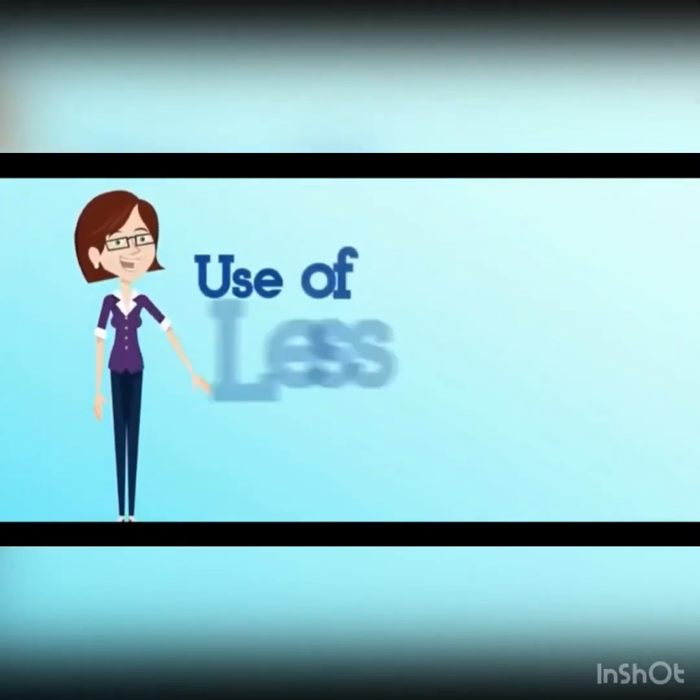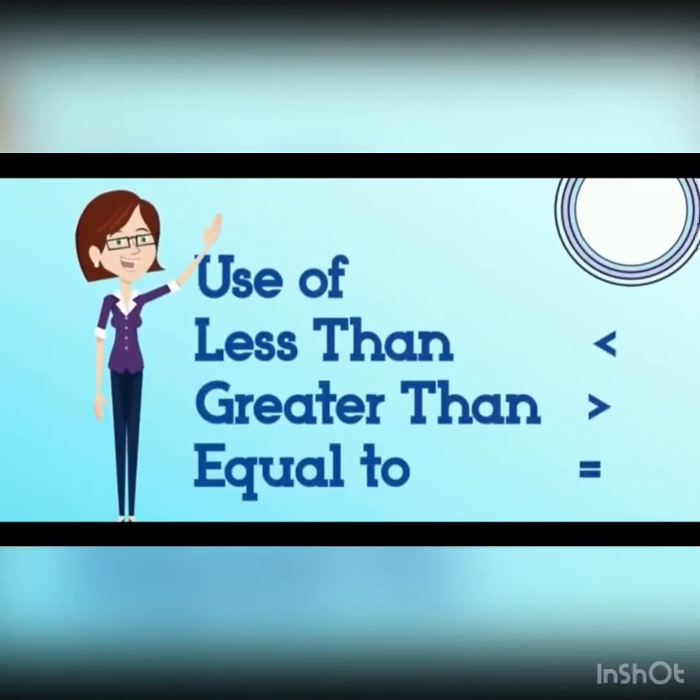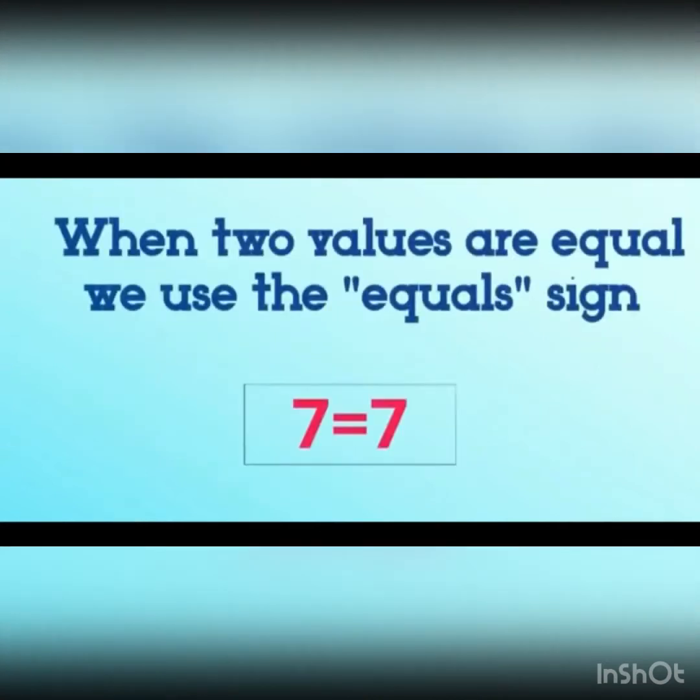Hello kids! Today in Super Child we'll be learning about less than, greater than and equal to signs. So when two values are equal we use the equal sign. Here 7 is equal to 7.